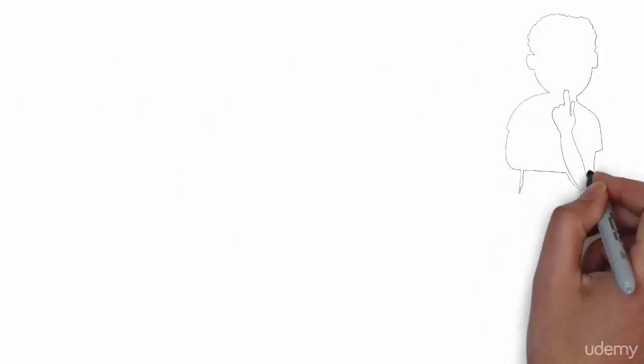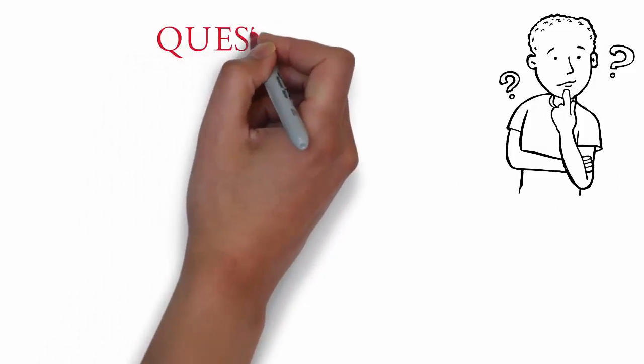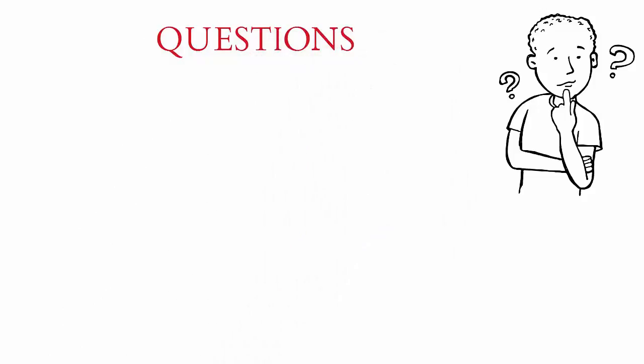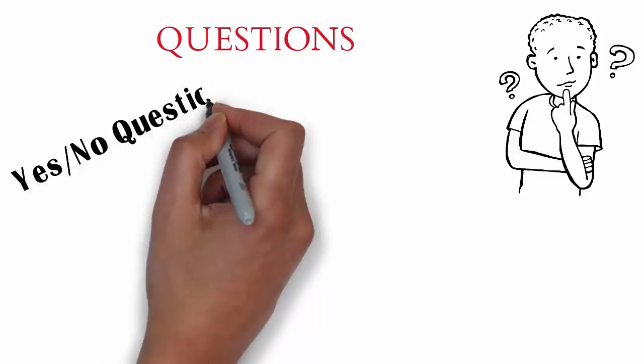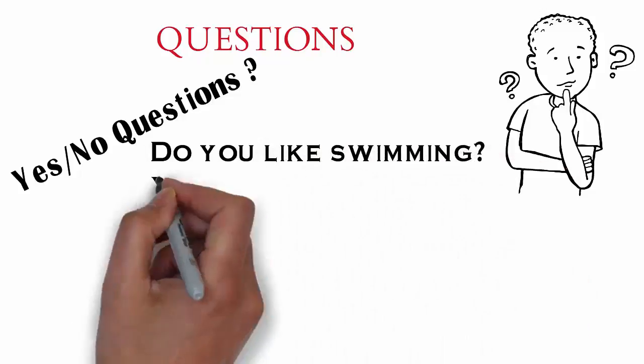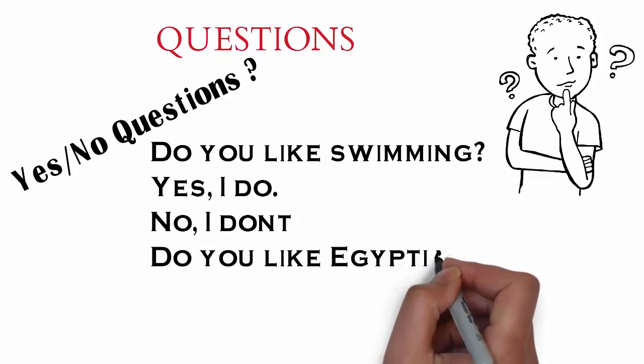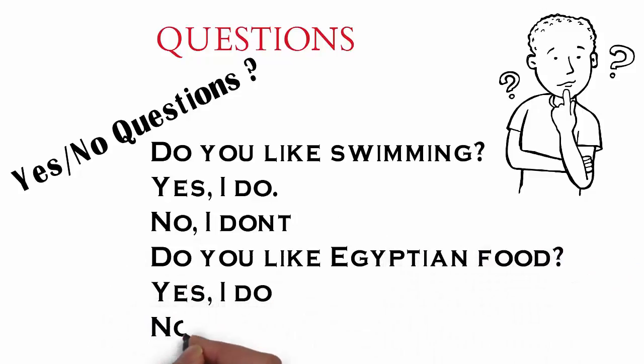What about questions? How can you ask a question in the present simple tense? First of all, you should know that we have two kinds of questions: yes or no questions and double H questions. Now we are talking about yes or no questions. For example, do you like swimming? And the answer is yes, I do, or no, I don't. Do you like Egyptian food? Yes, I do. No, I don't. So you should start your question with do, and the answer is do or don't. It's easy, okay? You can try some examples yourself. You can say, do you like football? Yes, I do. No, I don't.